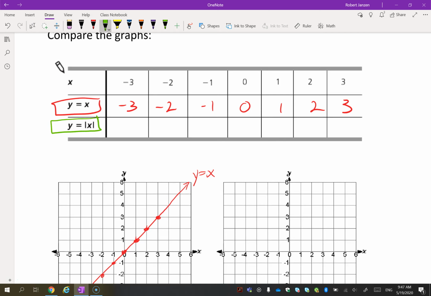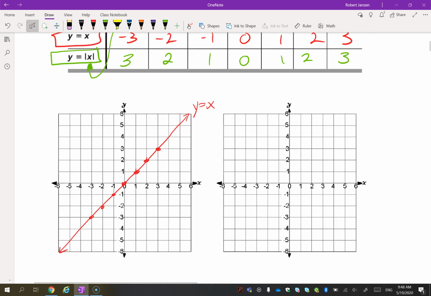Now what we're going to do is take a look at the graph of y equals the absolute value of x. So what we're going to do here is take an x value, put it into the function, and see what comes out. Well, if you put negative 3 into the absolute value of x, what happens? This is positive 3. If we put a negative 2 into x, what do we get? Positive 2, and positive 1. And then these will all be positive.